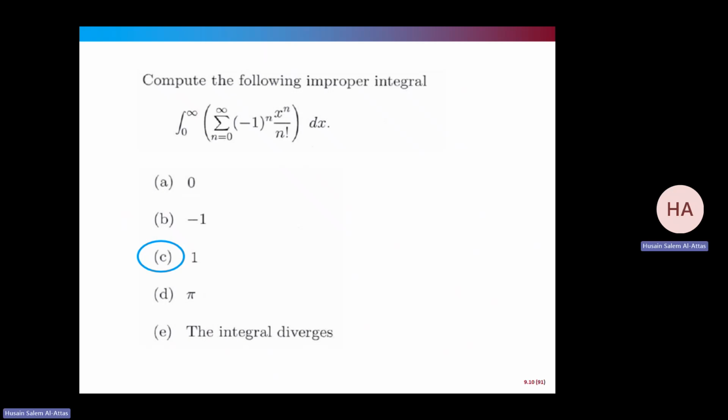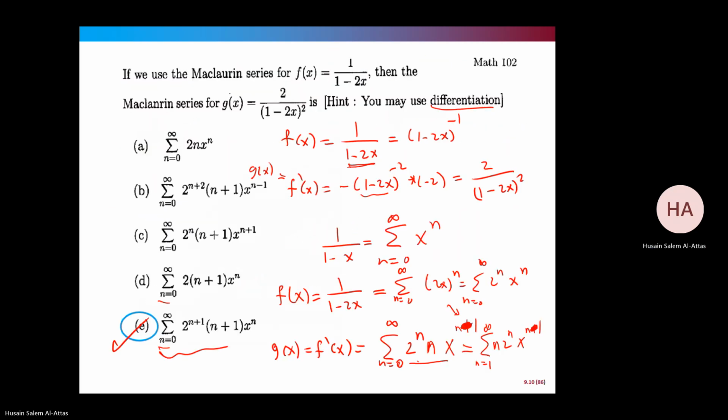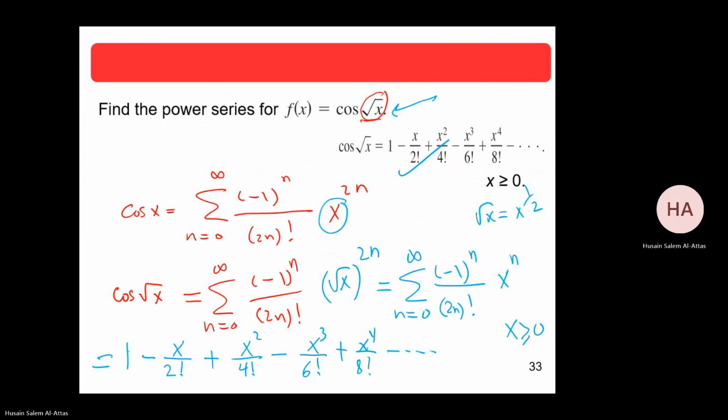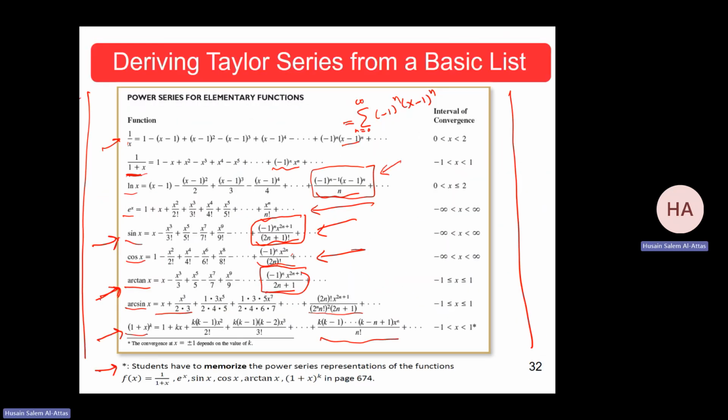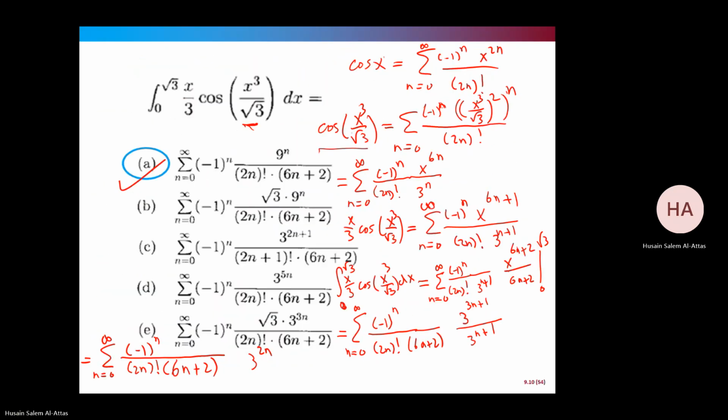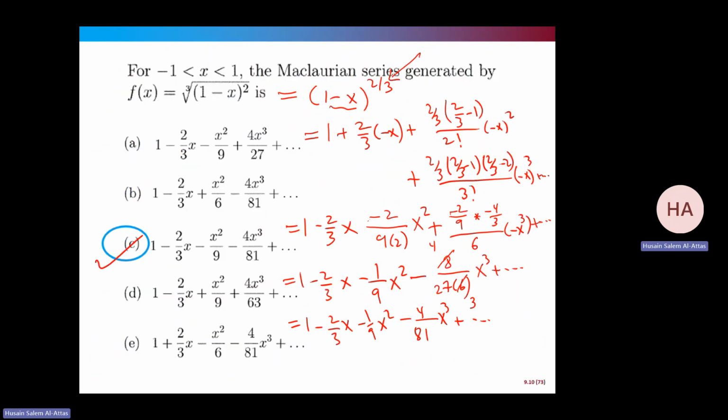With the following improper integral. Okay, what is this? This is e to the power x, if you remember well, x to the power n over n factorial. You always need to remember this. x to the power n over n factorial is e to the power x. There's a minus sign, there's minus 1 to the power n with it.